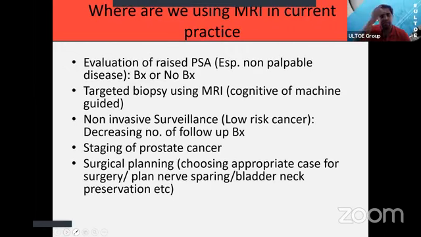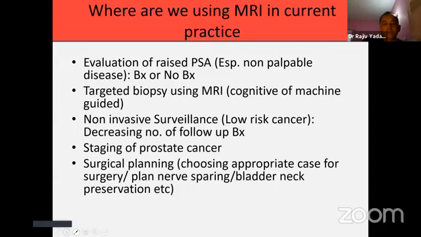So where are we using MRI in day-to-day clinic practice? Everyone knows that we are using it for evaluation of raised PSA, especially when there is a non-palpable disease, whether we should do a biopsy or just keep them on follow-up. We are also now targeting biopsies using either cognitive MRI-guided or fusion biopsies.